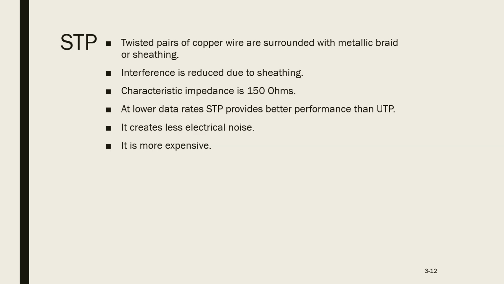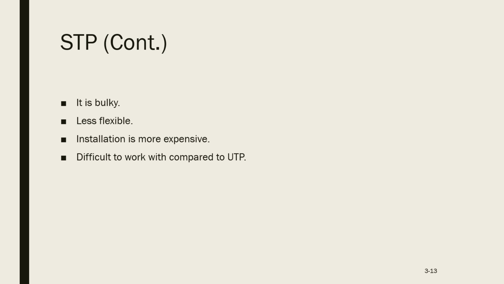In STP, the twisted pair of copper wires is surrounded by a metallic braid or sheathing. Because of this sheathing, the interference is reduced. At lower data rates, STP provides better performance than UTP, and it is less susceptible to electrical noise, though it is a little more expensive as compared to UTP. It is bulky, less flexible, and installation is more expensive as compared to UTP.